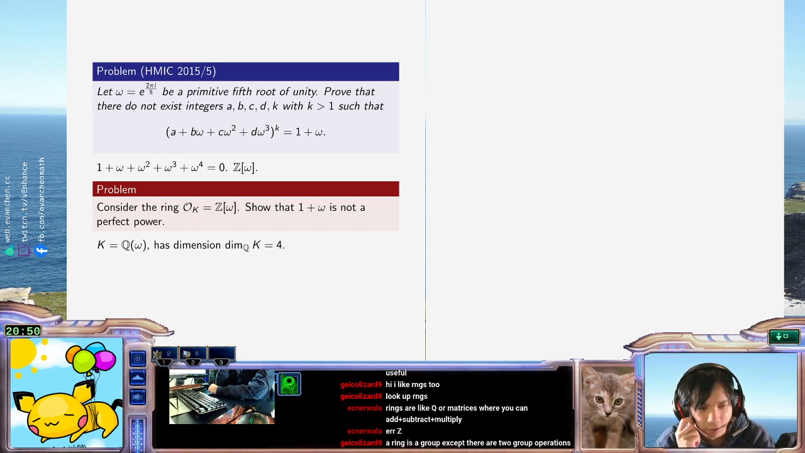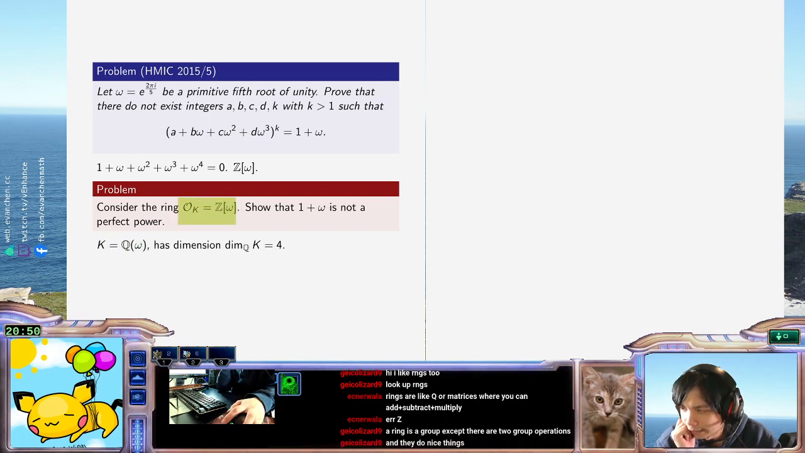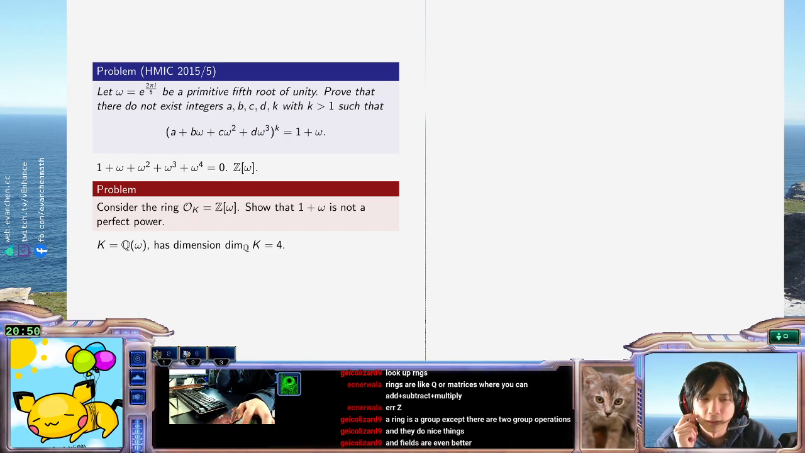It would take me a lot of effort to define it properly, so I will just tell you there is an analogy here where K is the field, and the linear combinations of omega, like in the problem, are the ring of integers of K.